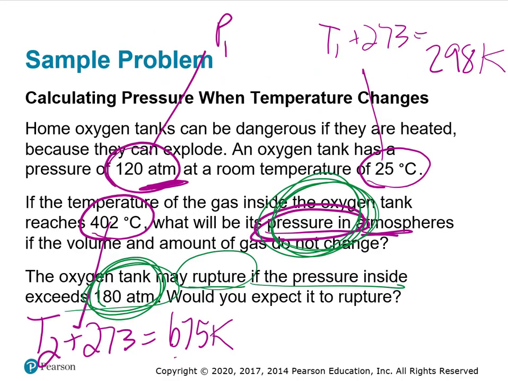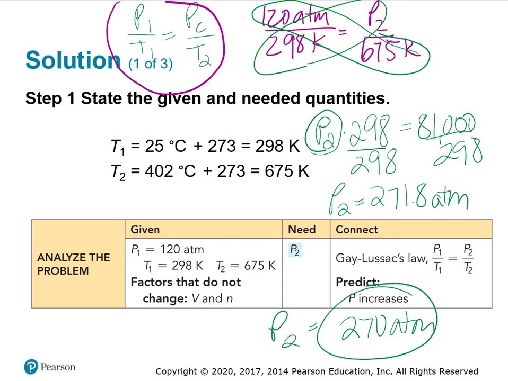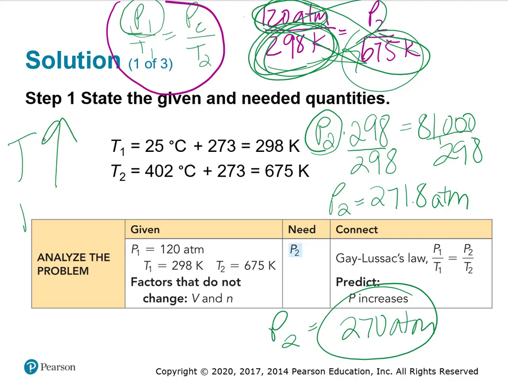Let's see how many significant figures we want to finish with. It looks like if I go back that we had 2 significant figures, 2, 3, so we want to end with 2. So I'm going to round that 271.8 to 270 ATMs. That would be our P2. Let's make sure that it is logical. If my initial pressure was 120, my temperature went from 298 to 675, so temperature increased. That means pressure must increase. And pressure went from 120 to 270. Yep, that definitely increased.